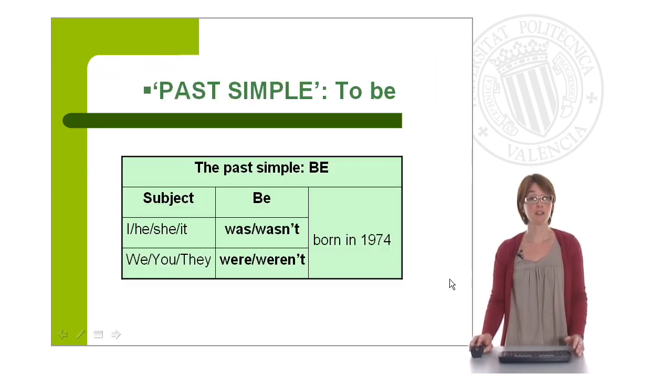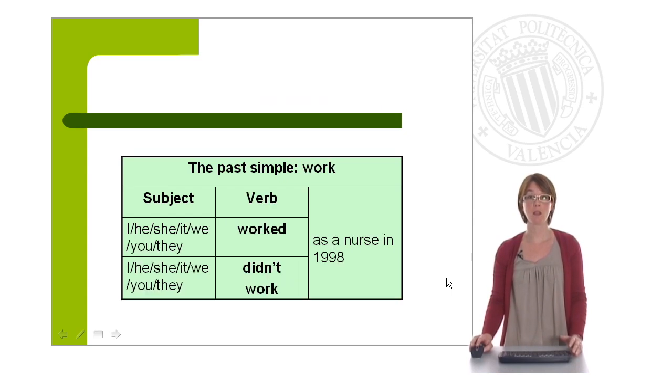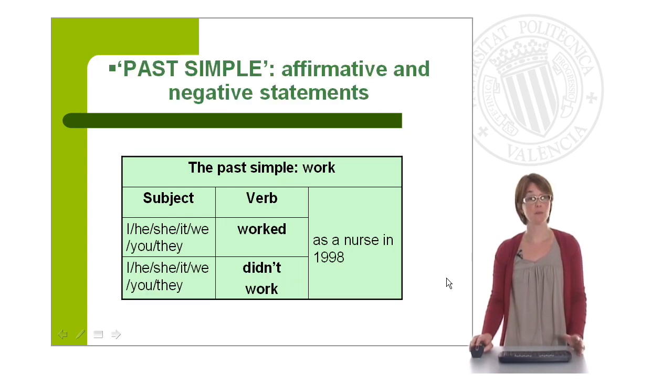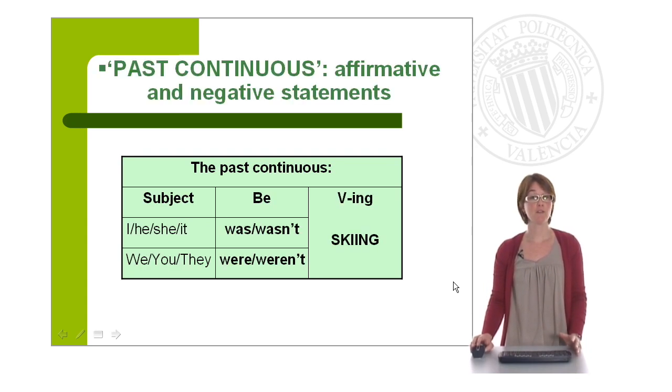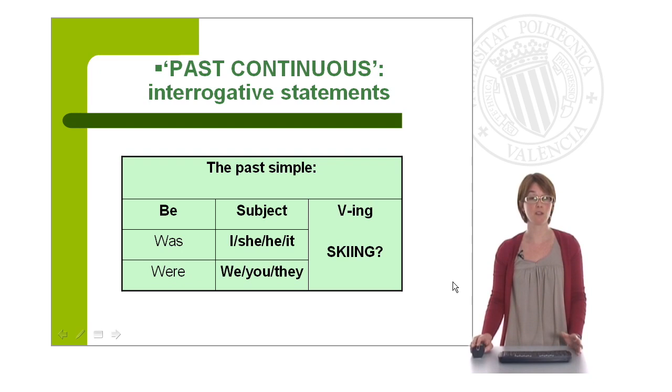Right, in the next slide you have several tables where you can check the rules of formation for the past simple with the verb to be, for the past simple in affirmative and negative sentences of any other verb, for the interrogative statements in the past simple, and the same for the past continuous. In this table you have affirmative and negative statements, and in the next one you have interrogative statements.